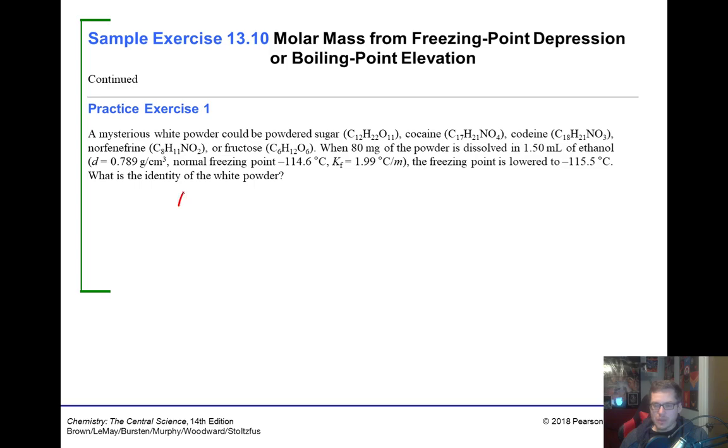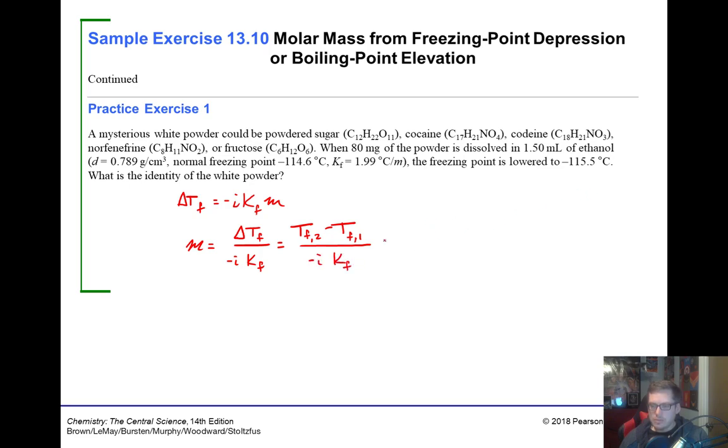So remember that your delta T, so this is freezing point, so delta TF would be equal to negative i KF molality. And we're looking for molality, so our molality would be equal to delta TF over negative i KF. Anytime we have a change in, it's always final minus initial. So it'd be the final temperature minus the initial temperature. Okay, and I'm just going to use 1 and 2 to keep track of it. And then it would be negative i KF.